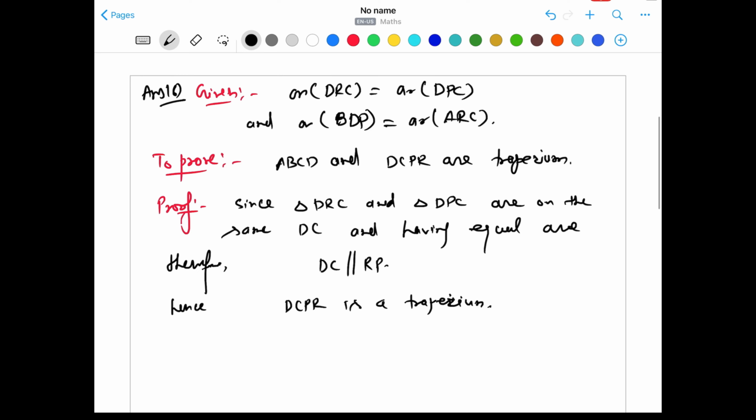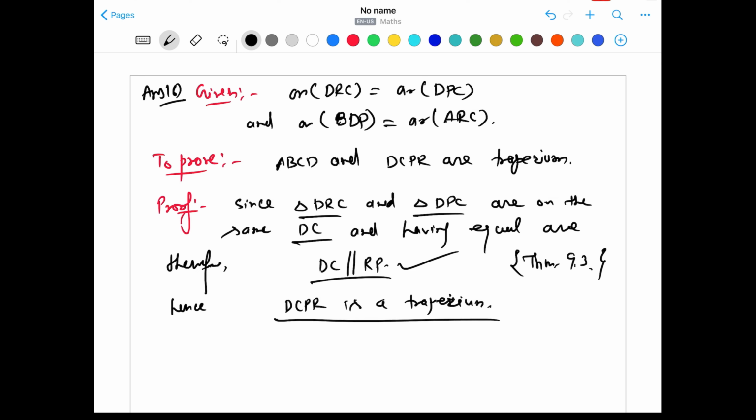Since the areas of these two triangles are equal and they are on the same base, that means they have to be lying between the same parallels. This is by theorem 9.3, which says if two triangles have equal area and are on the same base, then they have to be lying between the same parallels. So these two sides have to be parallel, which gives that DCPR is a trapezium. Okay, now we have to prove that ABCD is also a trapezium.